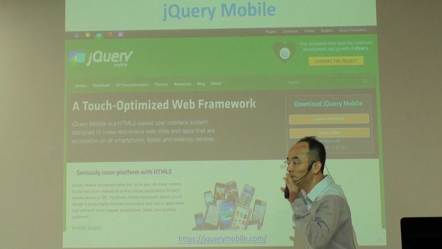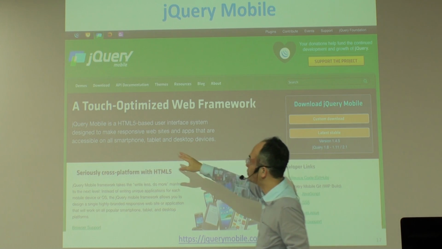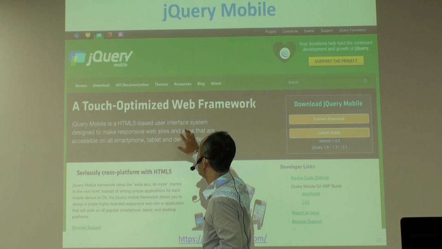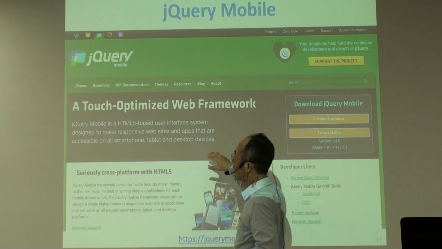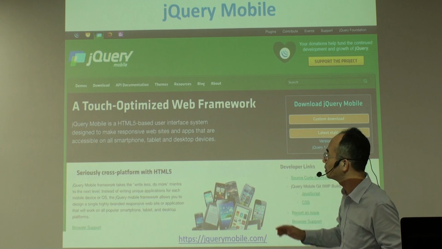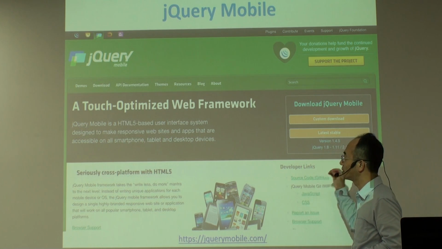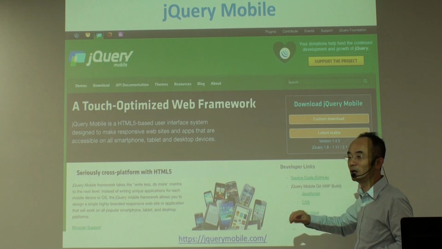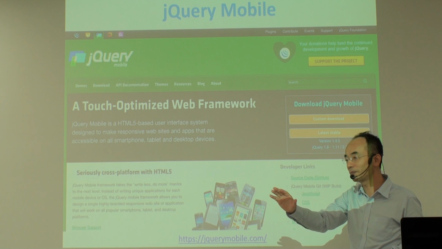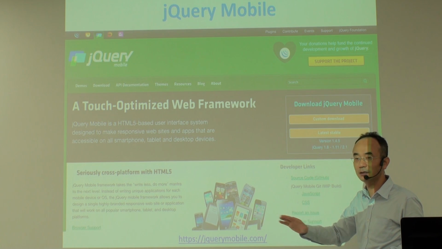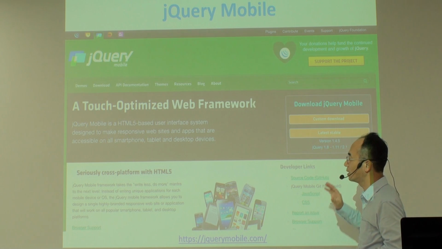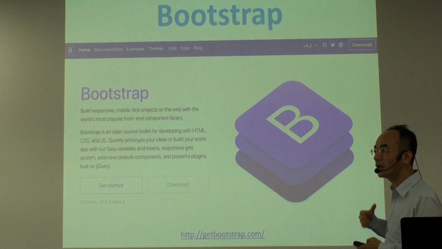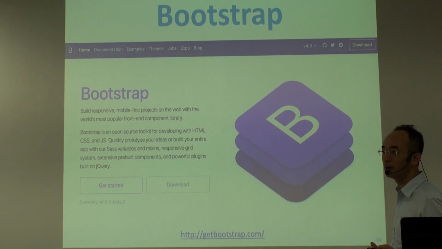It's all about mobile UI and designed to make responsive websites and responsive web applications that are accessible on all smartphone, tablet, and desktop devices. So once you're using jQuery Mobile, your applications can run on desktop, iPhone, Android, and many devices cross-platform. So here is jQuery Mobile, and you can also use Bootstrap.